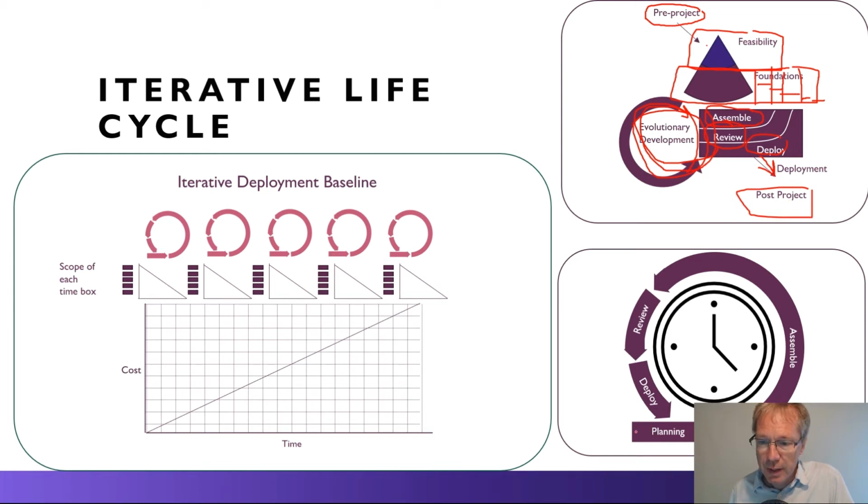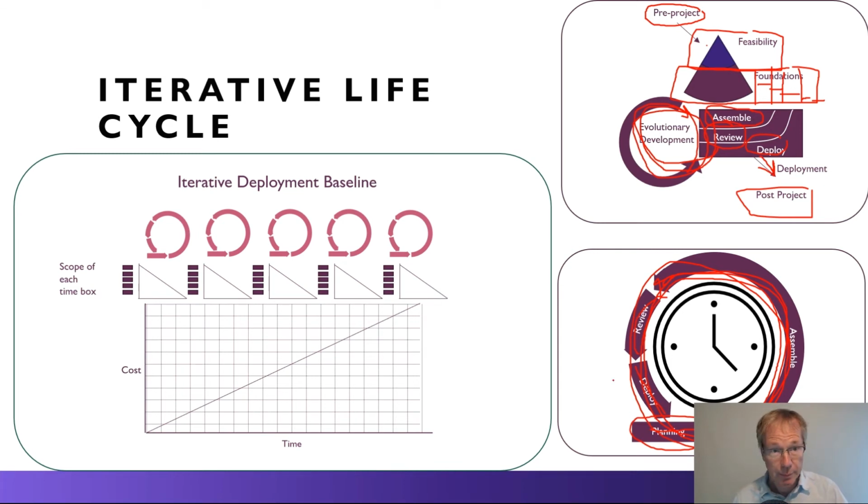So each iteration has a sort of planning phase. We plan the project, we build a working version, we review that with the users, we deploy that, and then we plan based on feedback what we're going to do during the next iteration. So we progressively go around this iterative loop, developing the functionality as we go.